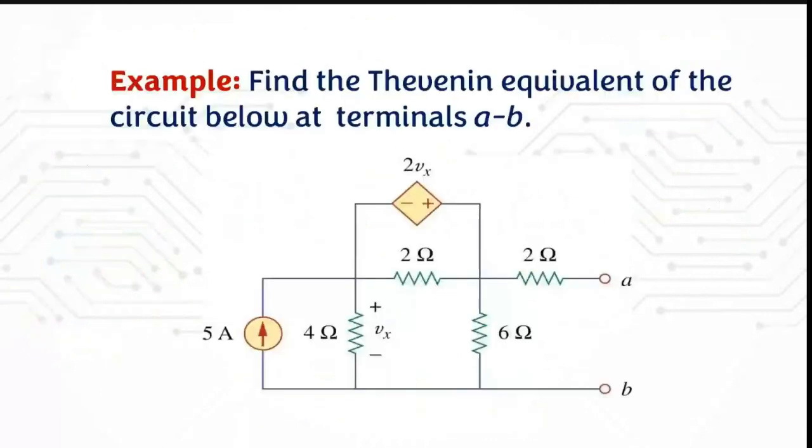Okay, so I think we move on with another example. In this example, obviously you have this dependent source. So for your RTH, you might use method 2 or method 3, as previously shown to you.